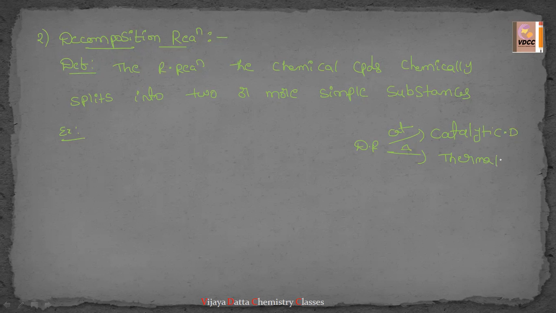If you are heating, then that is called thermal decomposition. If you are applying sunlight, then that is called photochemical decomposition reaction. So you have to apply some external conditions, then the decomposition will take place. If you are applying some catalyst to decompose, it is called catalytic decomposition. By heating they are decomposing, thermal decomposition reactions. By applying sunlight they are decomposing, those are called photochemical decomposition reactions.